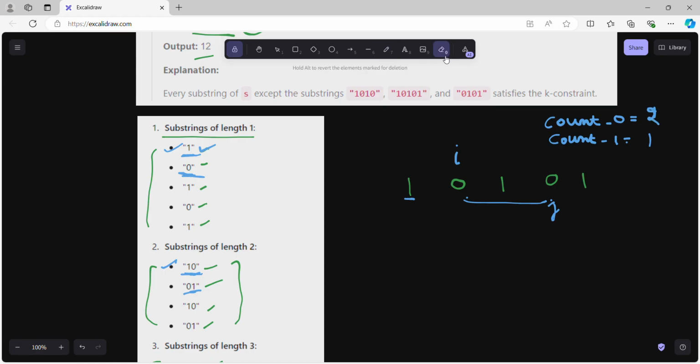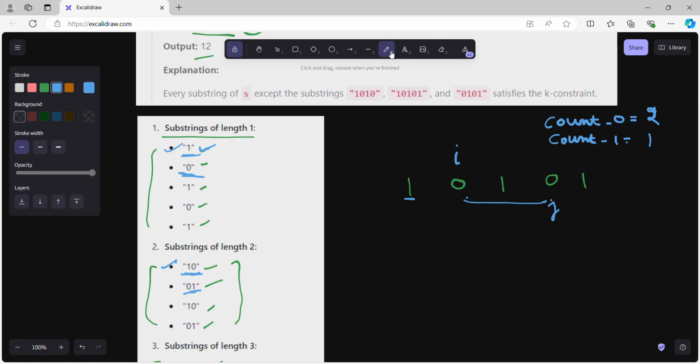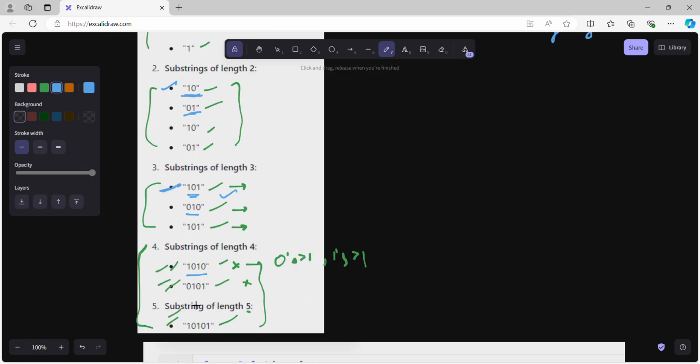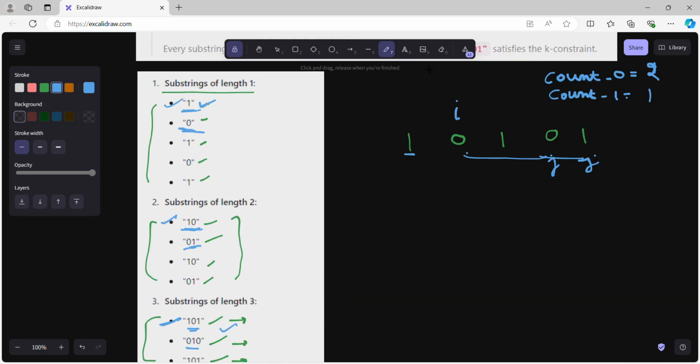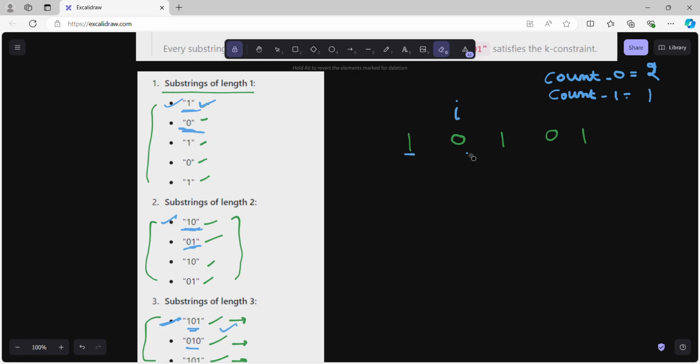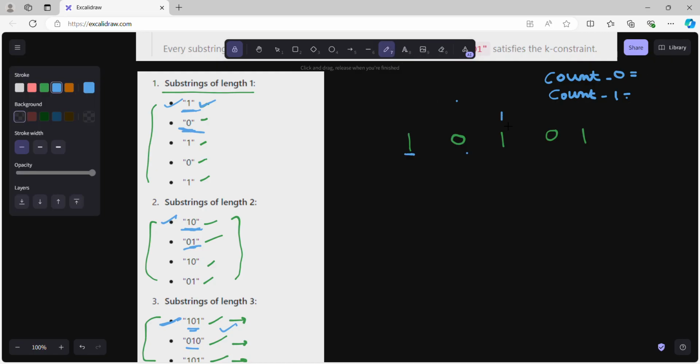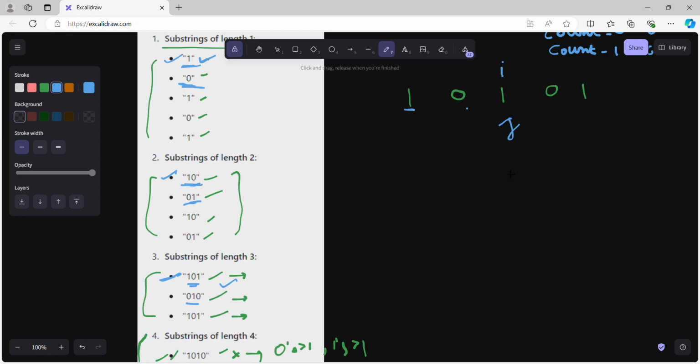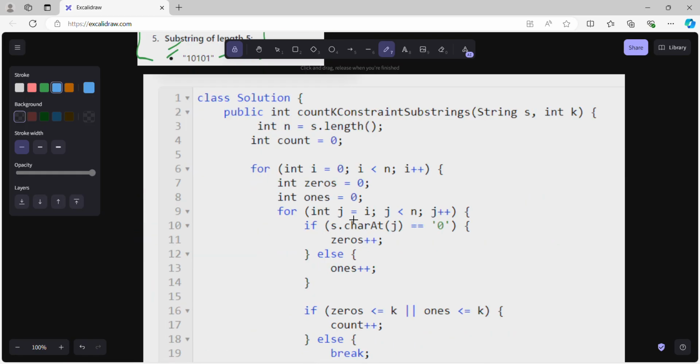Then my j is going to reach this position. This is not a valid substring, so I have to discard it. So this is done. Then again my i is going to move further. i is going to reach this position, j is going to reach this position. Again I have to reset all these things. So this is what we need to do. I hope you guys are clear. So this is the solution for this one.